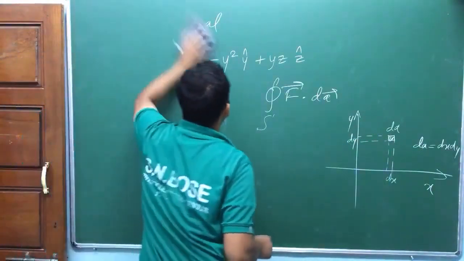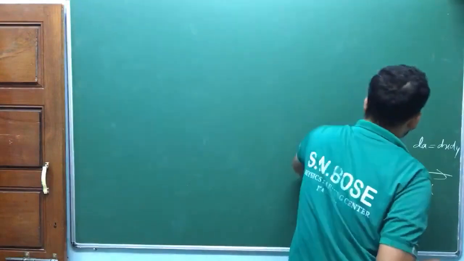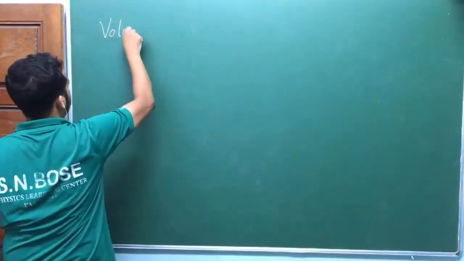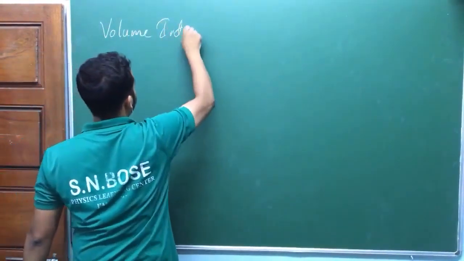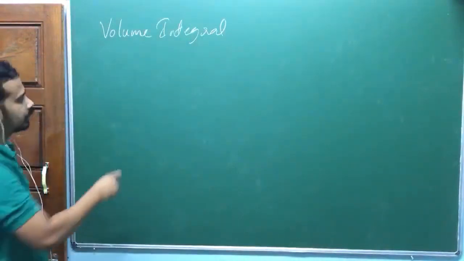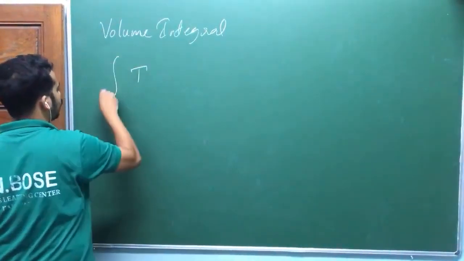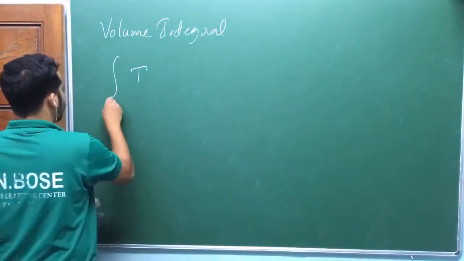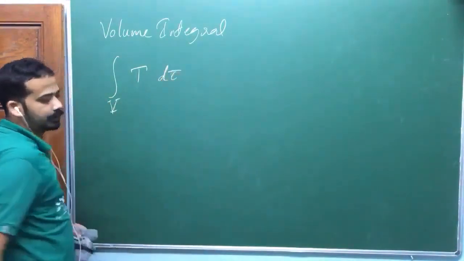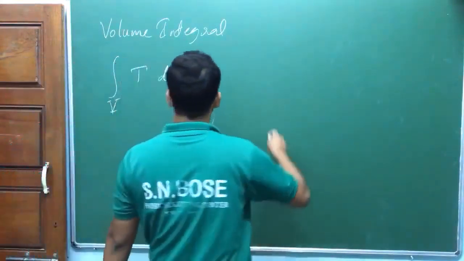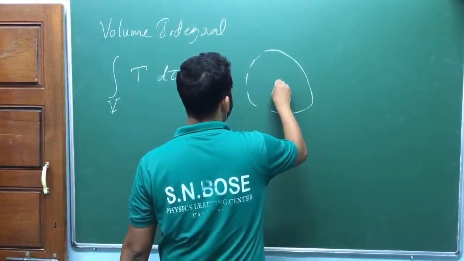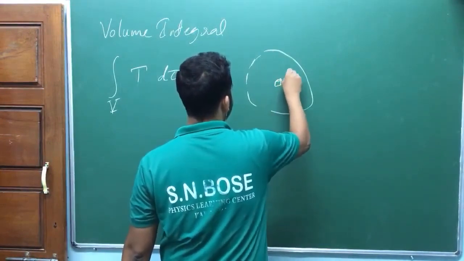So now the last part is volume integral. Volume integral of a scalar actually. If I have a scalar field, I can define a volume V. Suppose I have some volume, I can define a volume element, am I right? d tau.